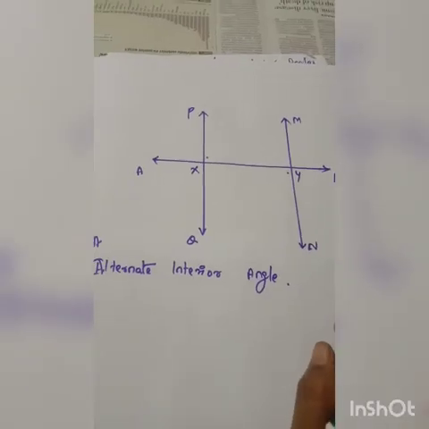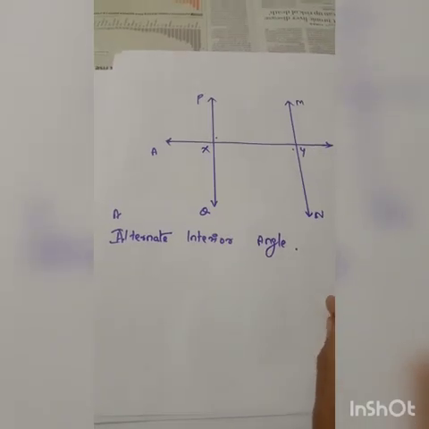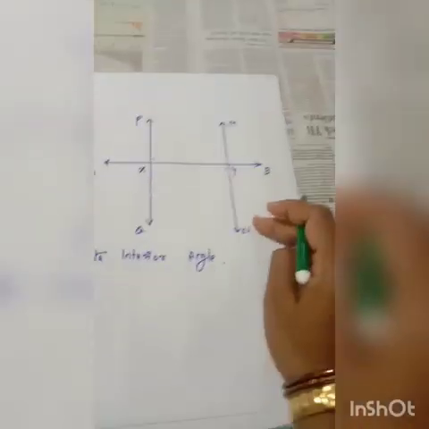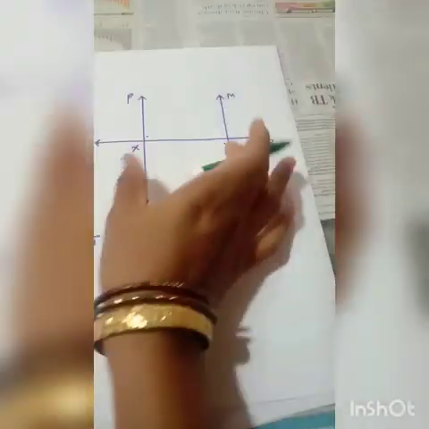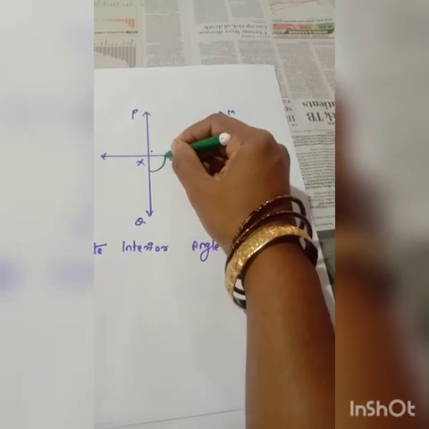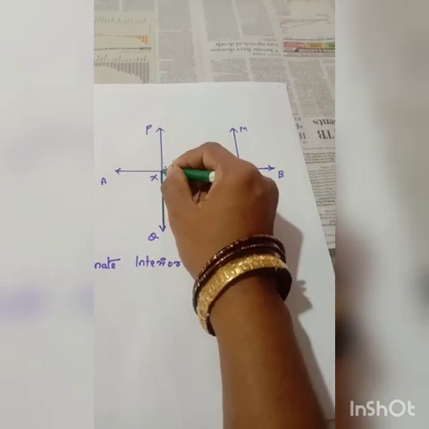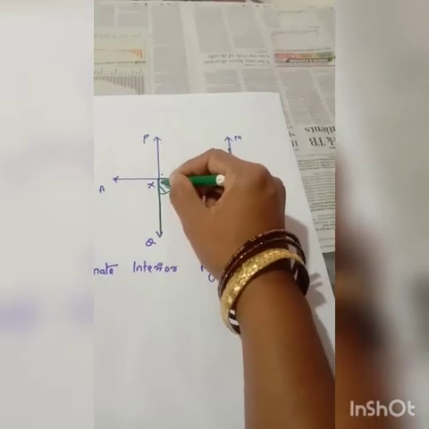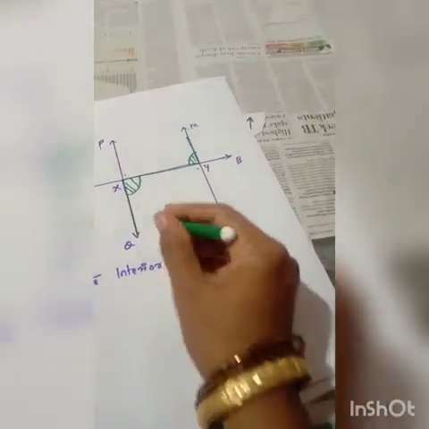Now we will see how to write alternate interior angle and alternate exterior angle. Here PQ and MN are the parallel lines and AB is the transversal. If you see, these are the interior part. If I mark over here, you see Z form. From here you start, where it is ending, Z, this part. So these two are the alternate interior angles. So how can I write?